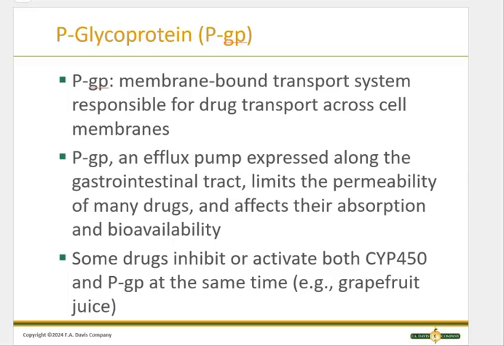The general purpose of the P-glycoprotein is to protect the body from harmful substances, because it would remove what's being absorbed in the intestines back into the gut lumen. It's an efflux pump expressed along the GI tract, and it limits the permeability of many drugs and affects their absorption and bioavailability. We have some drugs that purposely inhibit or activate both CYP450 and the P-glycoproteins at the same time.